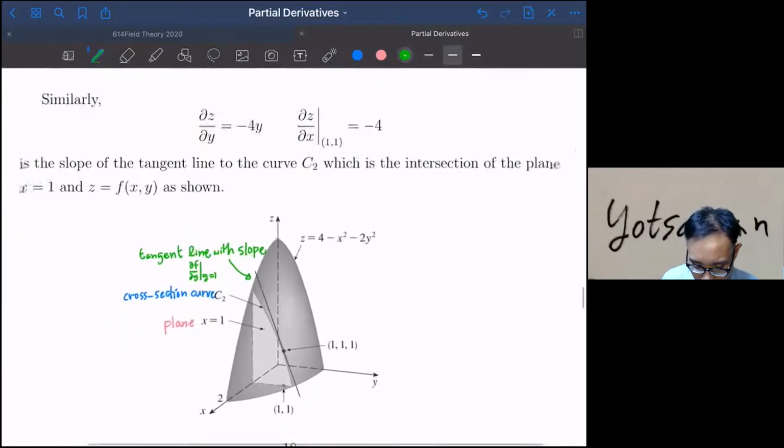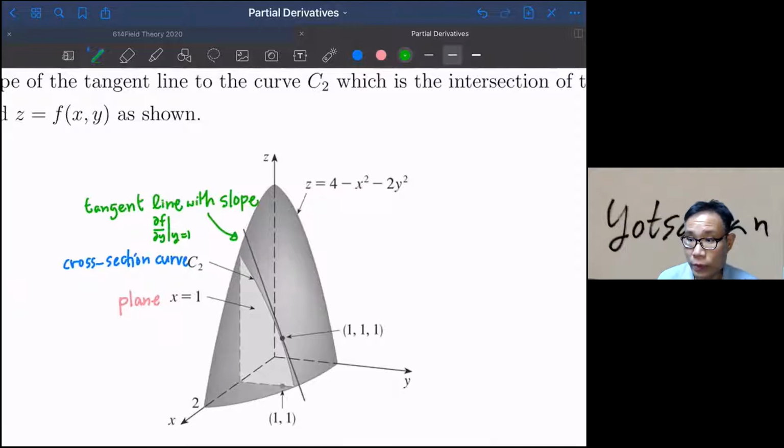So you see the difference between df/dx and df/dy is a different cross section. When you differentiate with respect to x, y constant, you have the plane y equals 1 for the cross section, and you have the plane x equals 1 for the cross section when we are discussing df/dy.